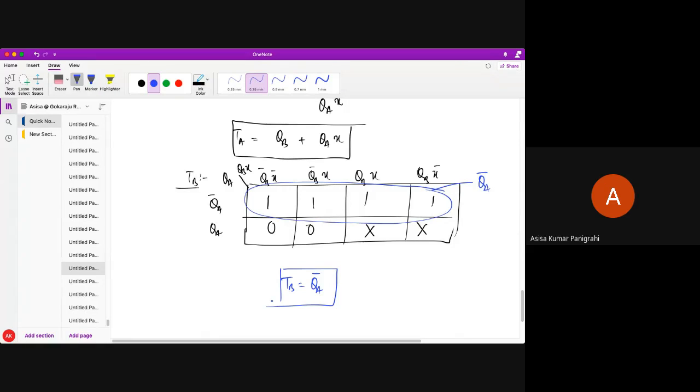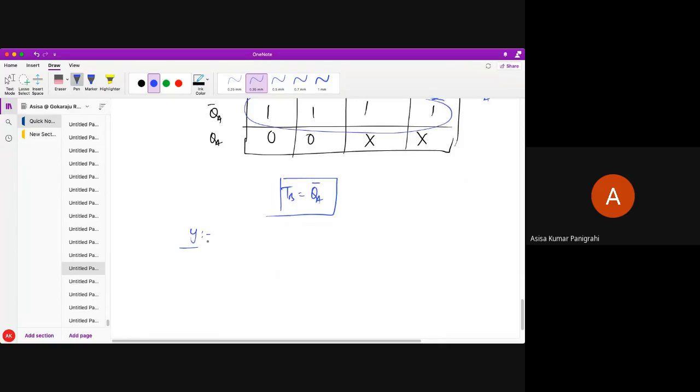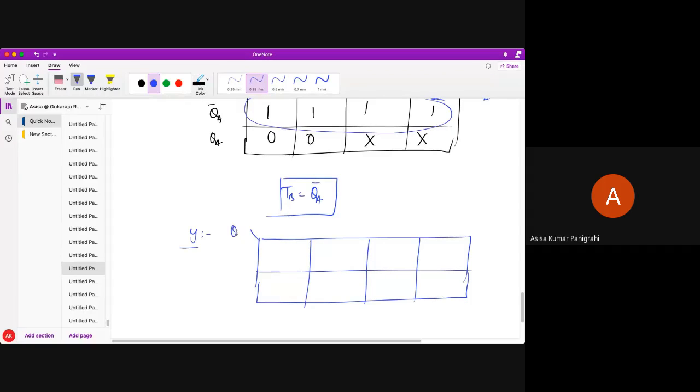Now similarly I can do for the output function, which is Y. Again, it's a three variable K-map. I am just going for these 8 cells. So this is my QA, QB X, QB bar X bar, QB bar X, QB X, QB X bar. This is my QA bar, QA. Okay, and I can put those values over there.